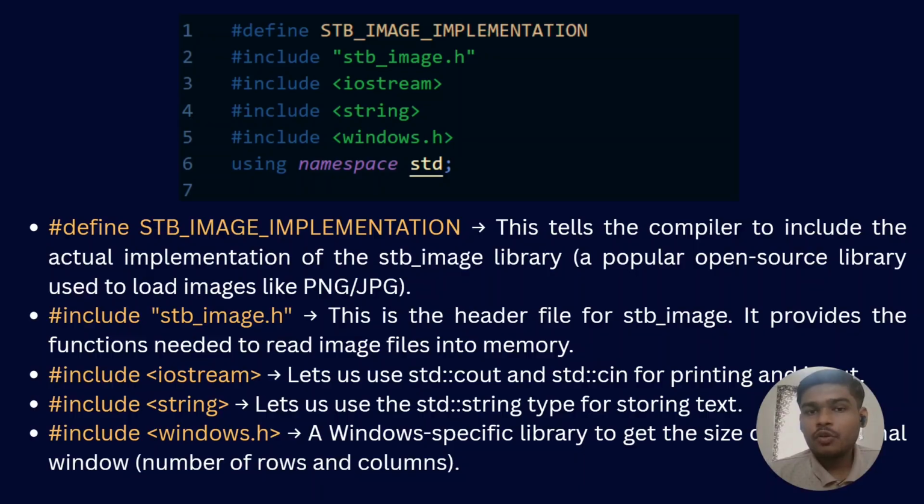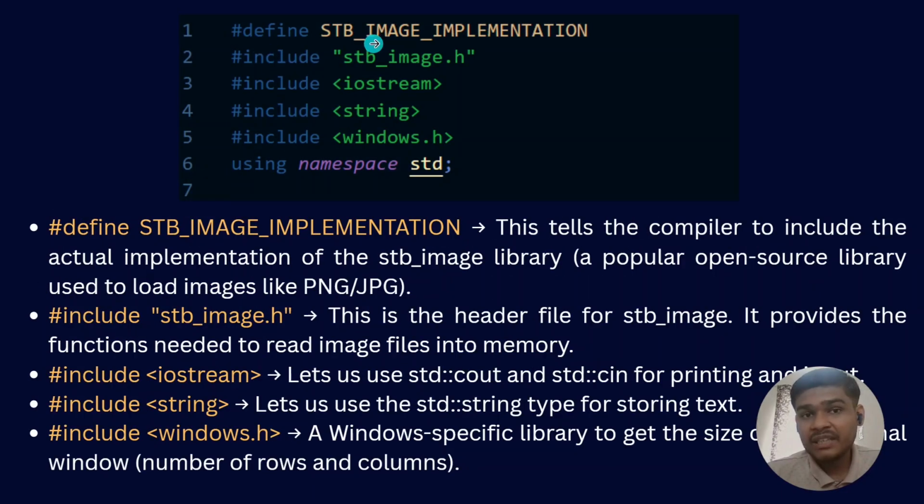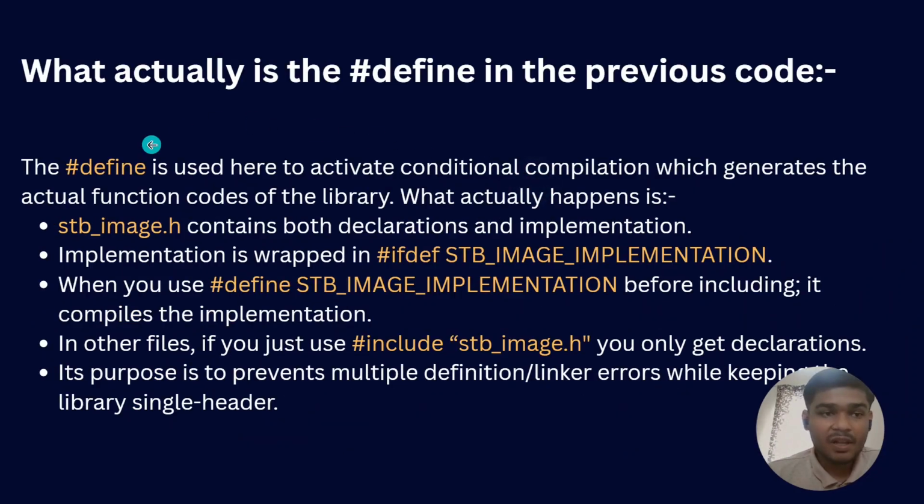We need to know the size of the terminal, meaning how many rows and columns it has, so that we can decide how many characters we have to print and other things. For that we will be using this library to get the information about the terminal. So let's move ahead. Now what actually is the #define in the previous code? This #define STB_IMAGE_IMPLEMENTATION, which we have written in the first line. So let's see what it is. The #define is used here to activate conditional compilation, which generates the actual function codes of the library.